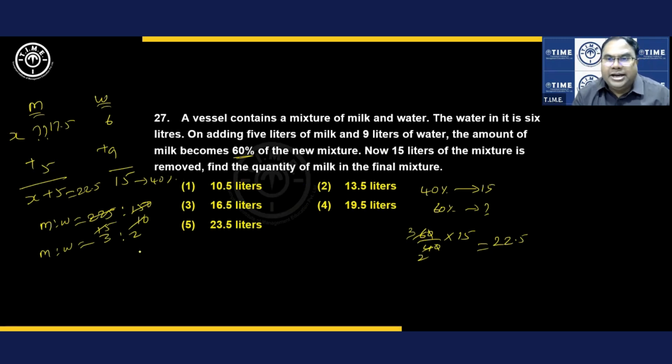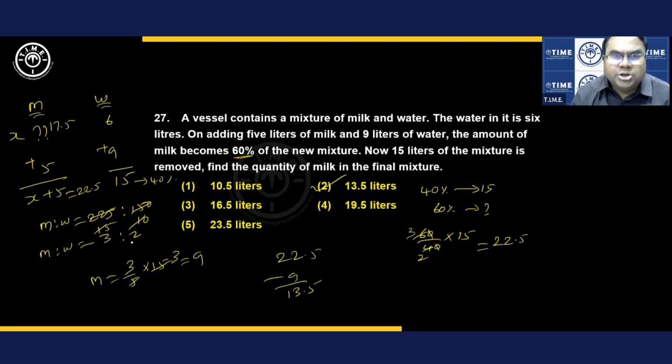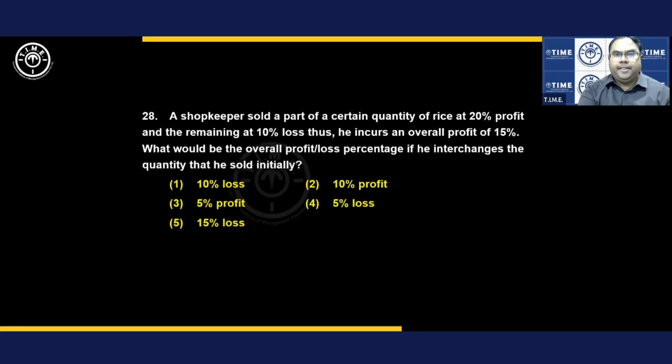Now I'm removing 15 liters. Find the quantity of milk. Milk will be 3 by 5 of 15, 9. Find the quantity of milk in the final mixture. In 22.5, I'm removing 9. So 13.5 should be your answer. Choice 2. Right? Okay, shopkeeper sold certain quantity of rice at 20% profit.